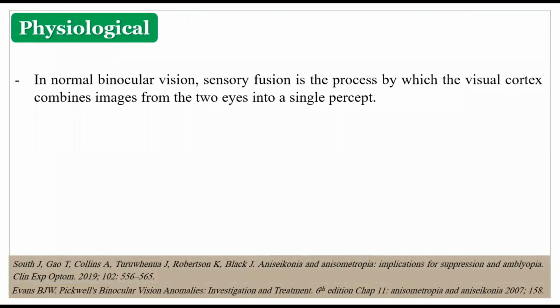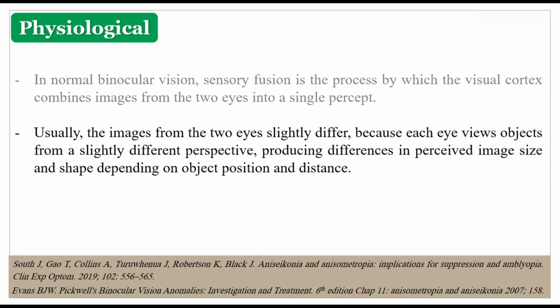In normal binocular vision, there is something called sensory fusion, which is the process by which the visual cortex combines images from the two eyes into a single image, or we can say a single percept. So imagine we have an image of one object on the fovea of the right eye and another image on the fovea of the left eye. The job of the visual cortex is to combine these two images into a single image. And this is called sensory fusion.